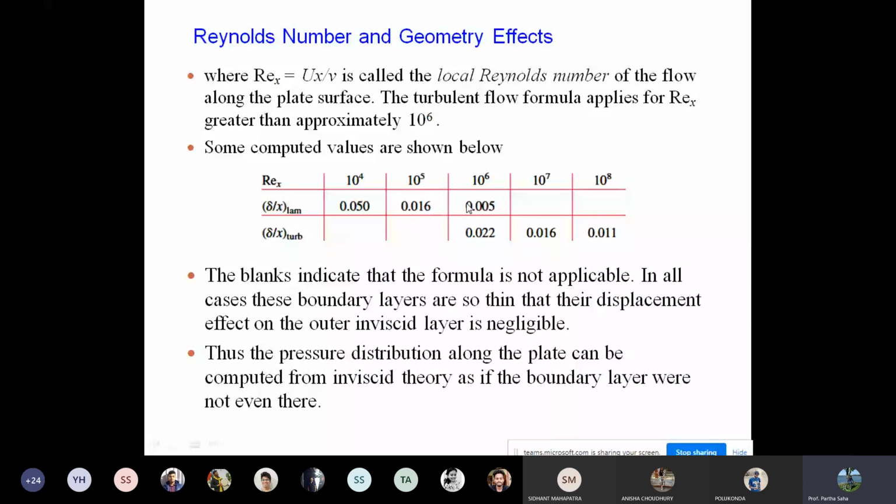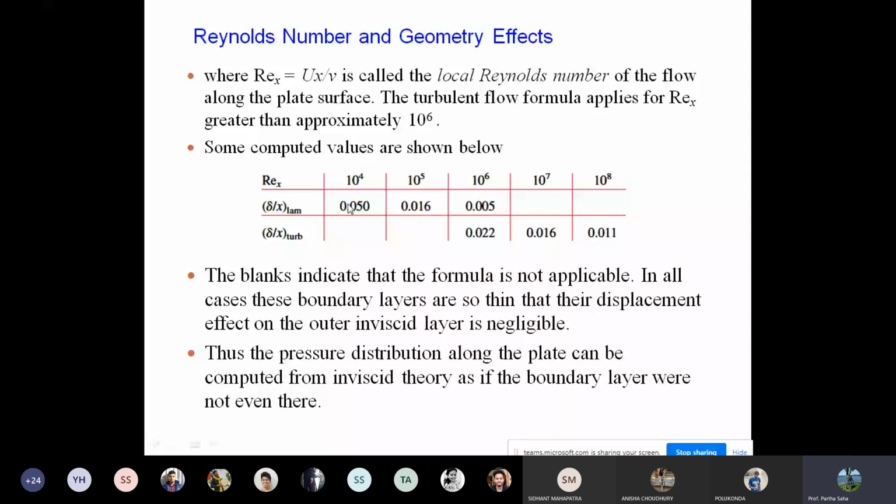If the Reynolds number is between 2 into 10 to the power 5 and 10 to the power 6 when the fluid passes the flat plate, that is known as the transition region. So that's why you have calculated delta by x for laminar and turbulent. Less than that, it is the laminar region, and above that, it is the turbulent region. So that's why these are done.